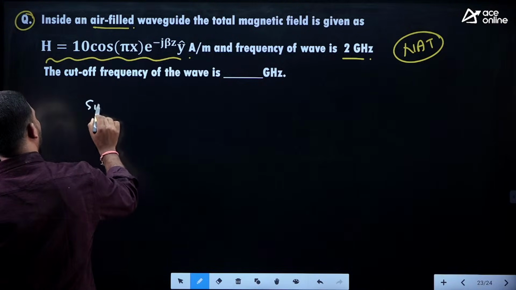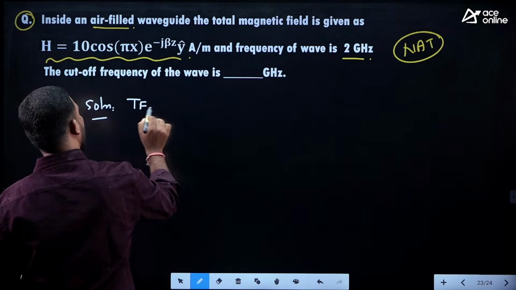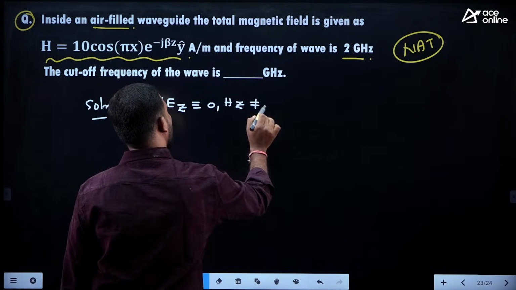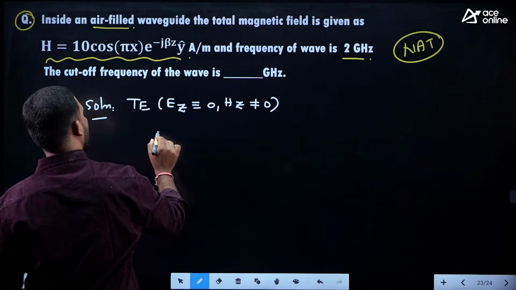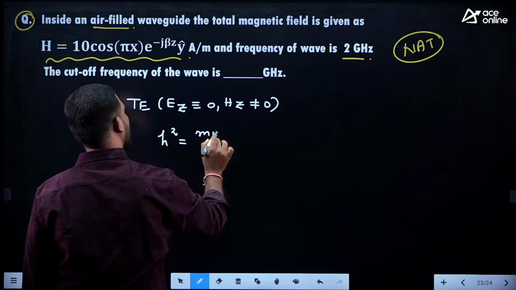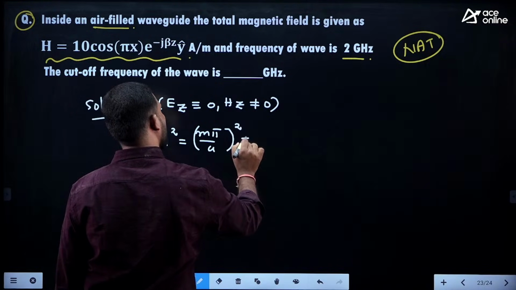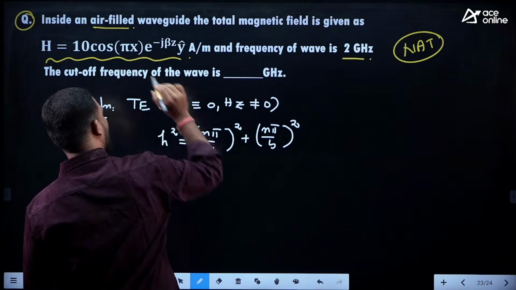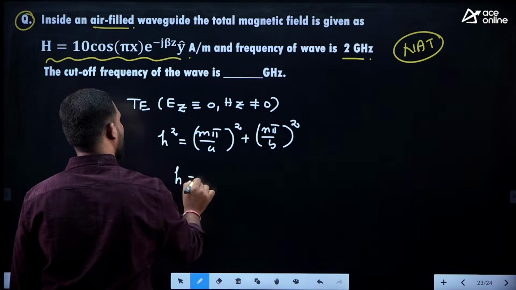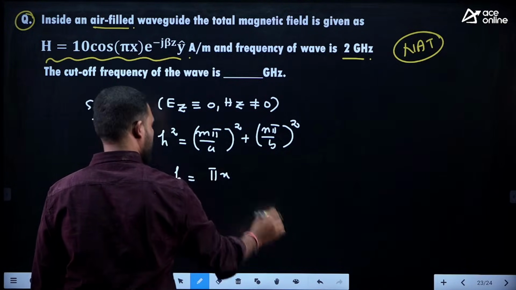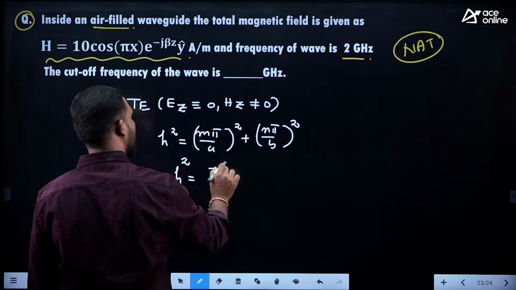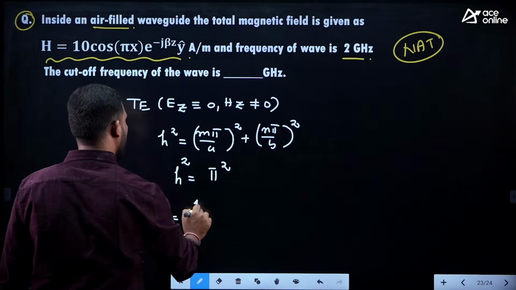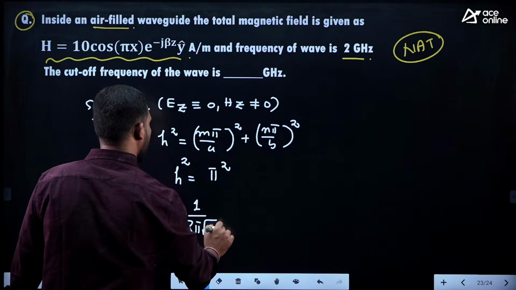You can go by the definition of the cutoff frequency. So for the TE wave, what happens? Ez is equal to 0 and Hz is not equal to 0. We know that h square is equal to m pi by a whole square plus n pi by b whole square. You can notice there is a variation only along the x, that means only this one. So h square is equal to pi square over a square, we have only one term. Okay, what is the cutoff frequency formula? It is 1 divided by 2 pi square root of mu epsilon into h.